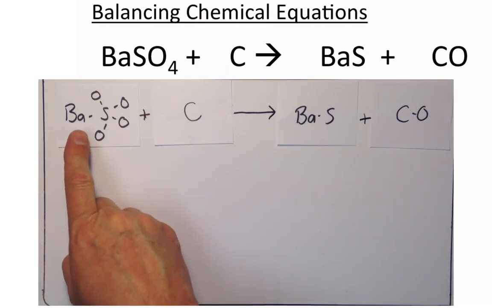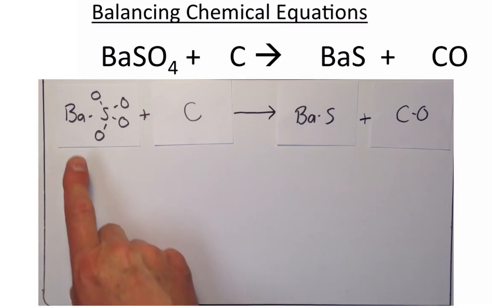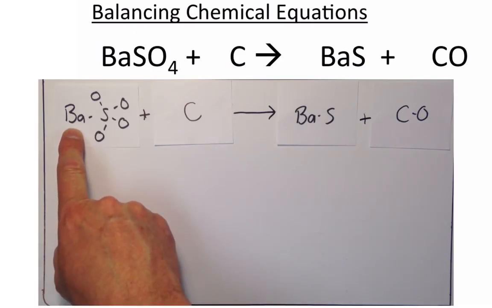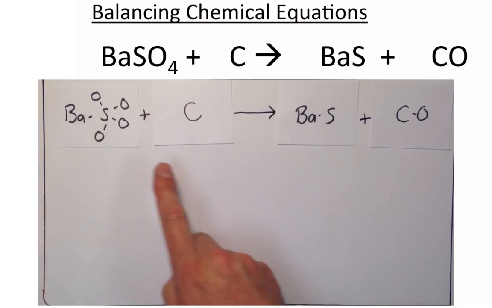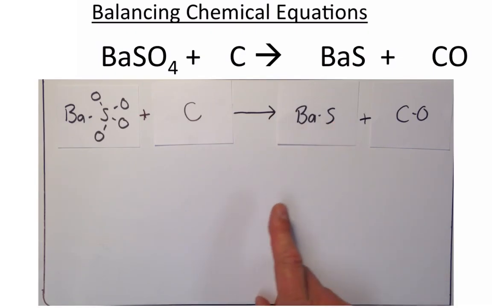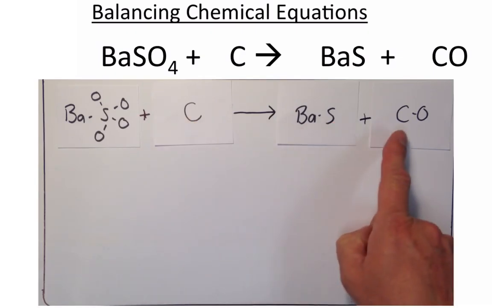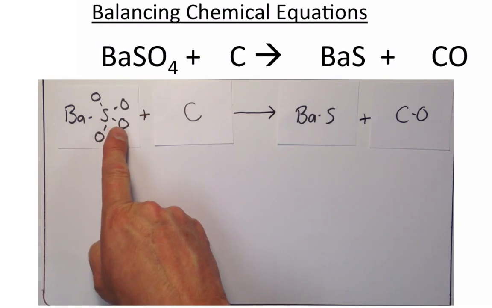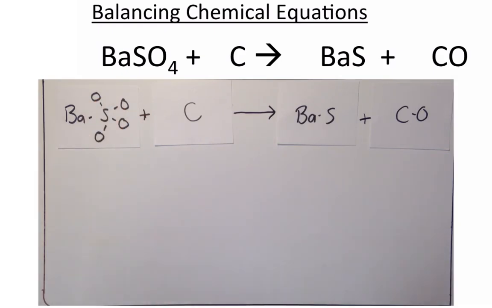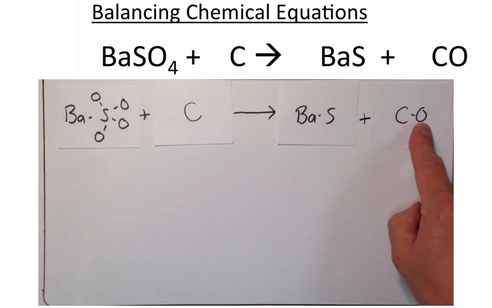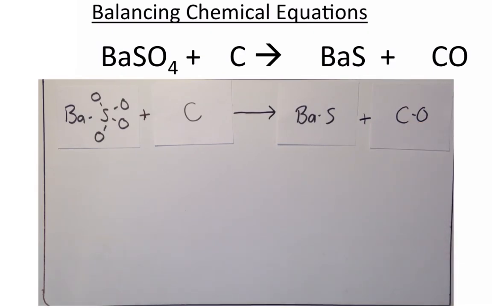Our next equation, we have barium sulfate plus carbon yields barium sulfide and carbon monoxide. So let's take a look at this. An easy way to balance these is we always want to start with the metal. So barium, we have one barium, one barium. We have one sulfur, one sulfur. We have one carbon, but we have 1, 2, 3, 4 oxygens because it's an SO4, and only one oxygen here. So that means we're going to have to add 3 more oxygens.